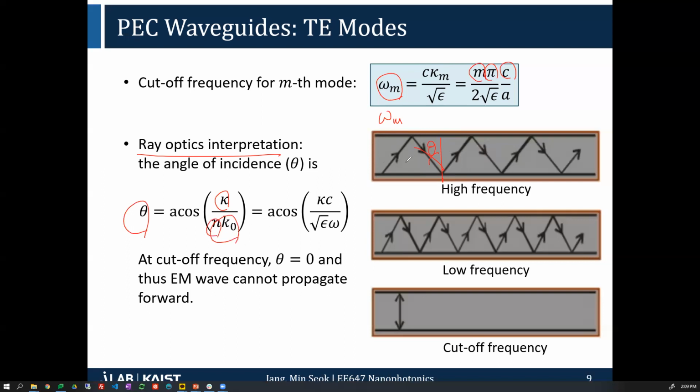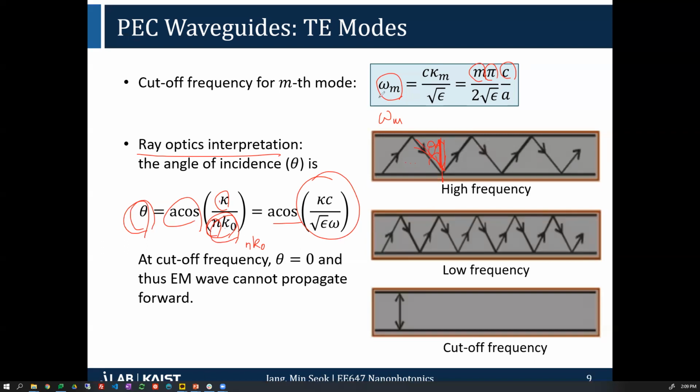So in this material, the total k vector must be n k0. That's what we know. And kappa is the out of plane wave vector. So if you take the ratio and then take the arc cosine, you can obtain the theta, right?